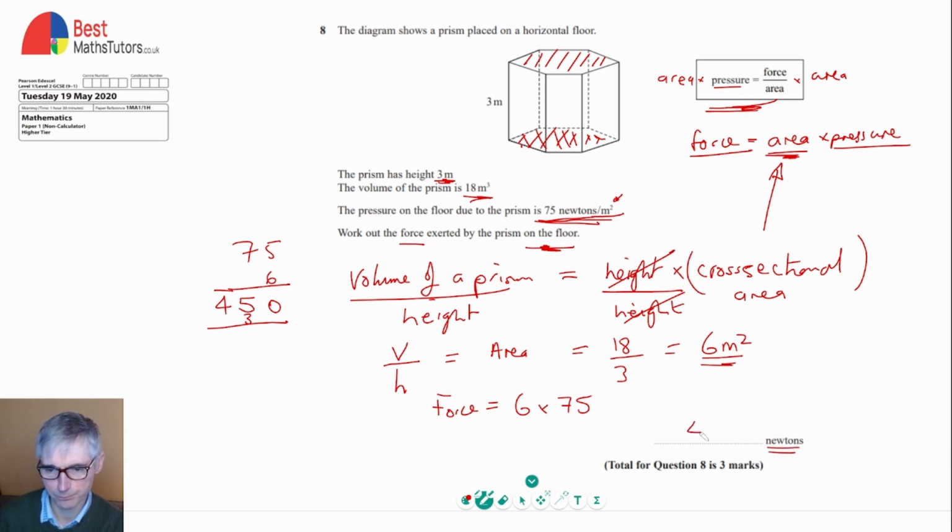So it's more of a science thing to know the units for pressure or for force, but force is measured in newtons. And that's our final answer, 450 newtons.